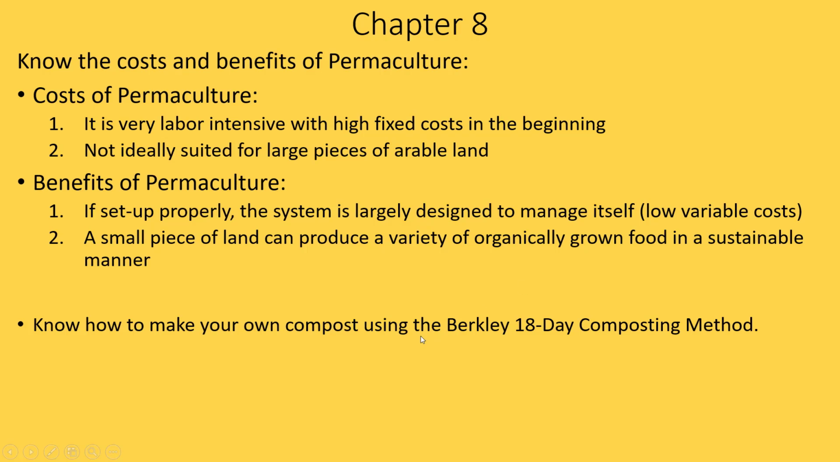And then through permaculture, you can use a small piece of land to produce a variety of organically grown food in a sustainable manner, right? So even if you had a piece of land of maybe a quarter or half acre, which is affordable even here in Southern California, then you might be able to grow your own organic fruits and vegetables.